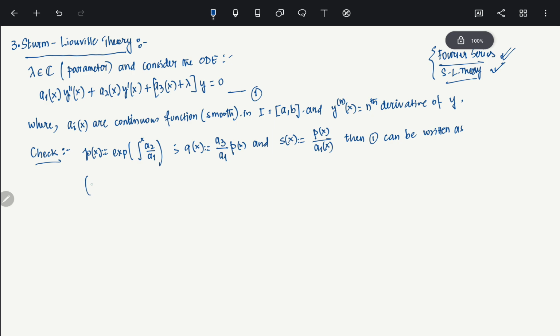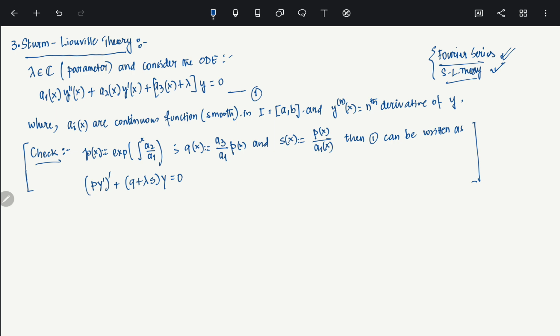We can write it like this: (p y prime)' plus (q plus lambda s) times y equals 0. You have to check this part yourself. It's very easy to check.